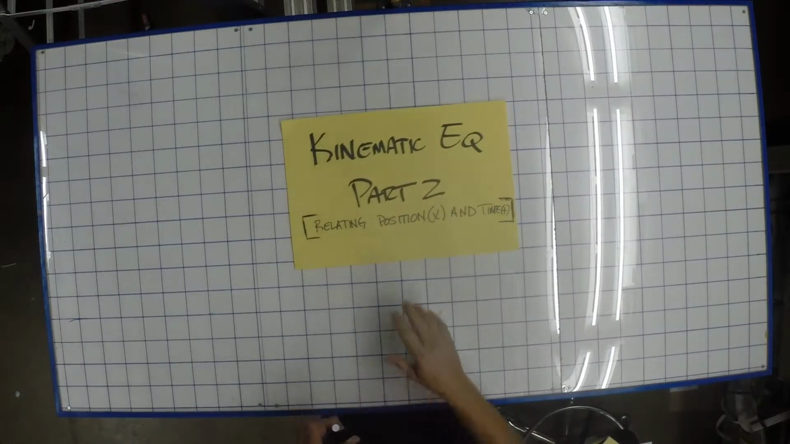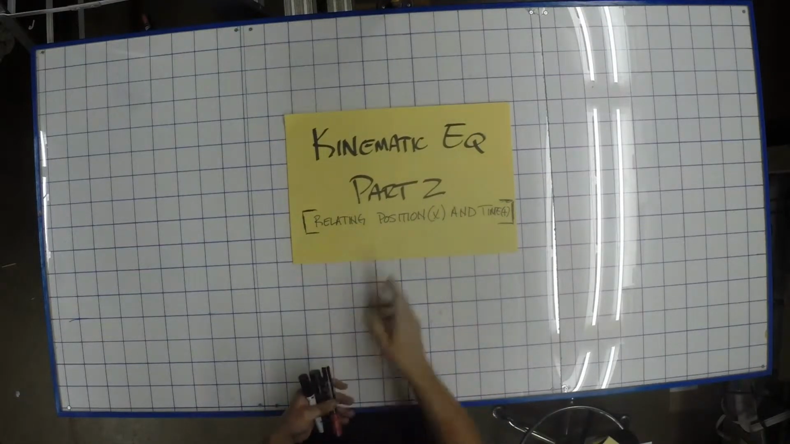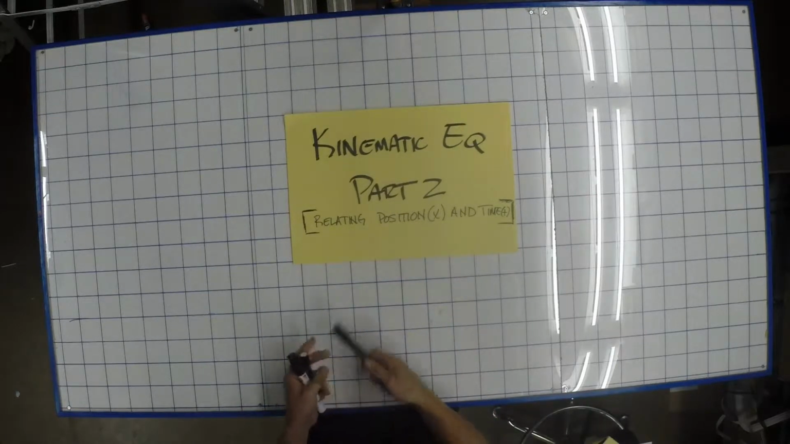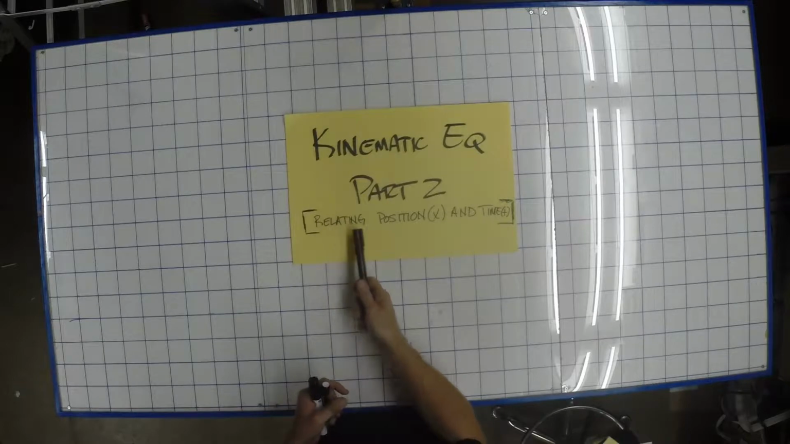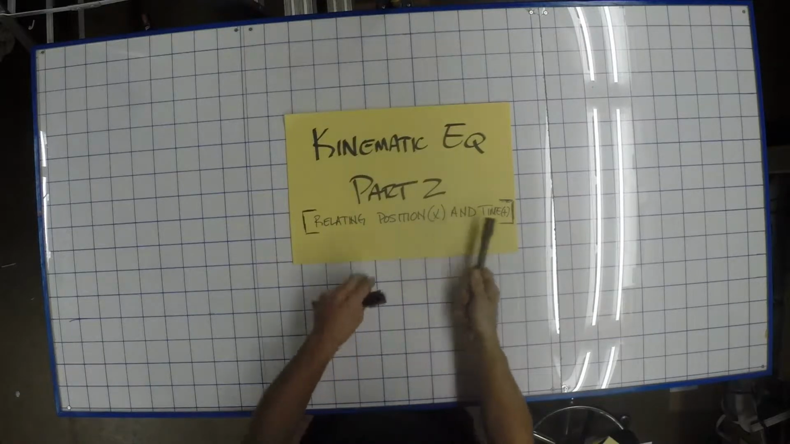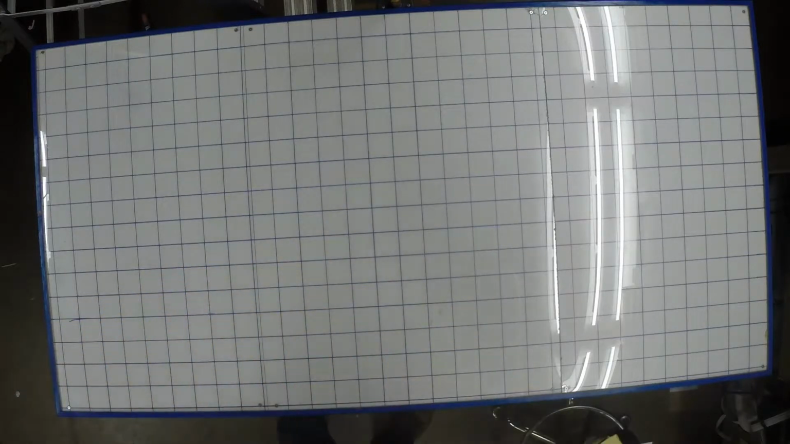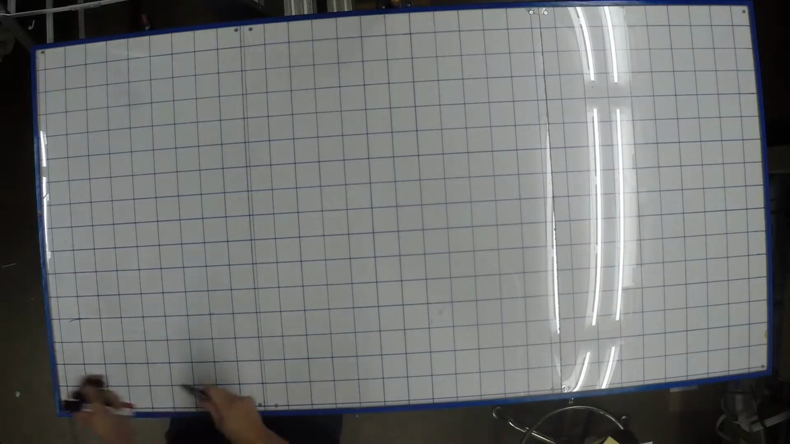So we're now going to come up with the second kinematic equation, as I call it, and the equation is going to relate the two variables of position and time. Let's take a second and make it clear what we mean by variables and initial conditions here.